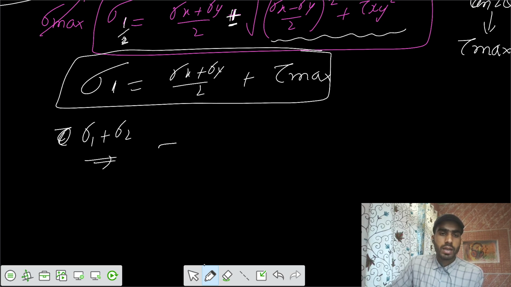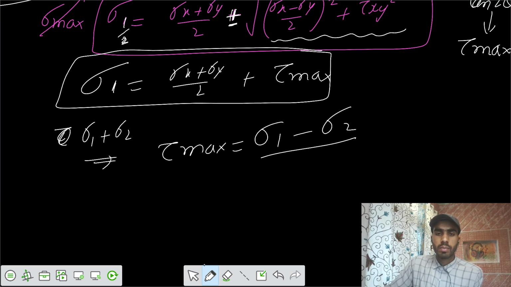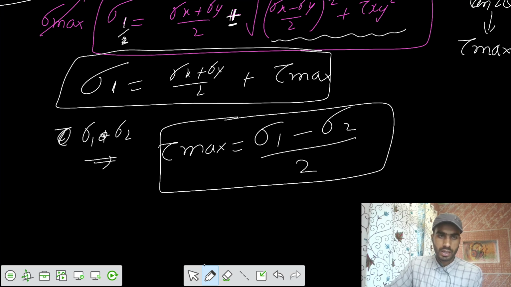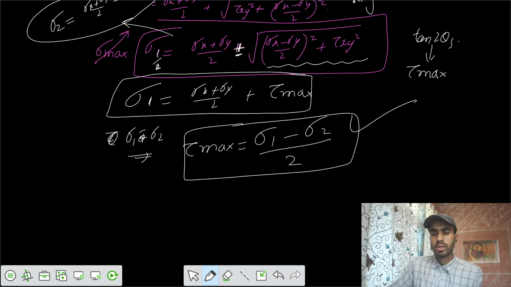you get a value that tau max finally becomes equal to the difference of the two principal stresses, sigma 1 minus sigma 2 by 2, when you subtract. So you get tau max equals sigma 1 minus sigma 2 by 2. This is one more conclusion.